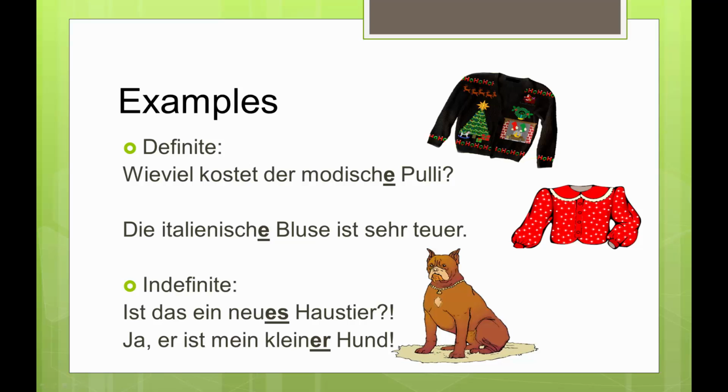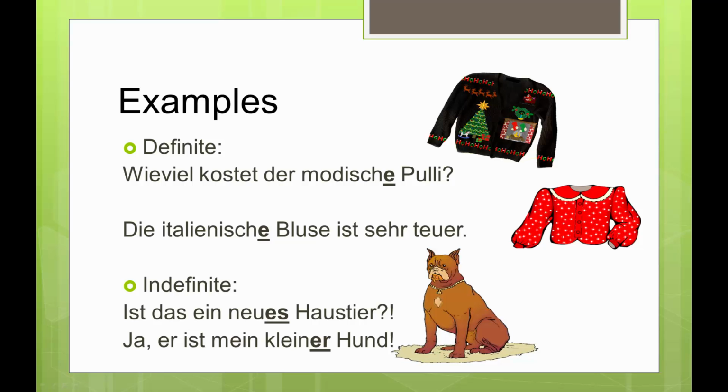For the definite article, we have wie viel kostet der modische Pulli? Der indicating that Pulli is masculine, and so simply just the E ending on modisch. Und die italienische Bluse ist sehr teuer. Die Bluse, again, simply the E on the end of italienische.